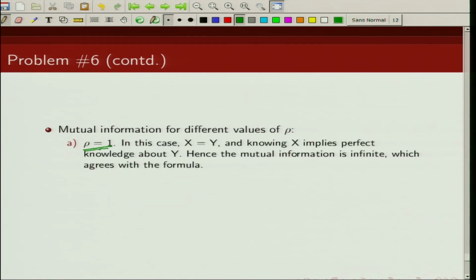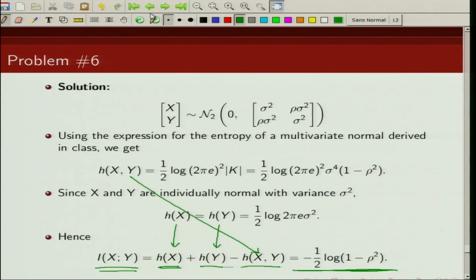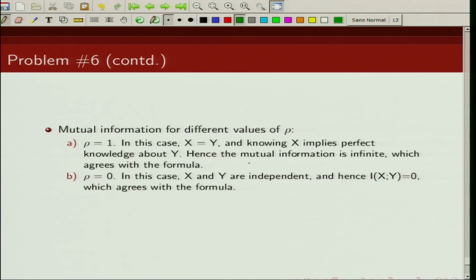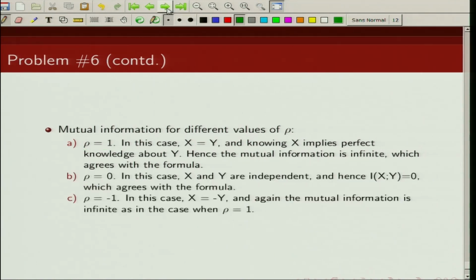When rho is 1, this is log of 0, so the mutual information will be infinite. This agrees with the fact that x is y, so x and y have complete information about each other. When rho is 0, this corresponds to the case when x and y are independent, so in that case we expect the mutual information to be 0. Similarly, when rho is minus 1, that is, negatively correlated, x is minus y, then also we expect the mutual information to be infinite.